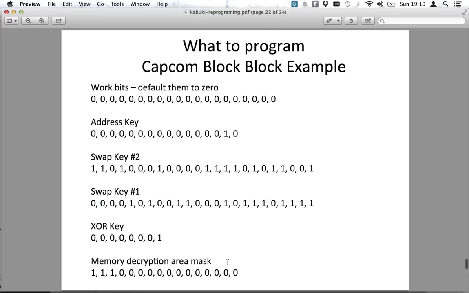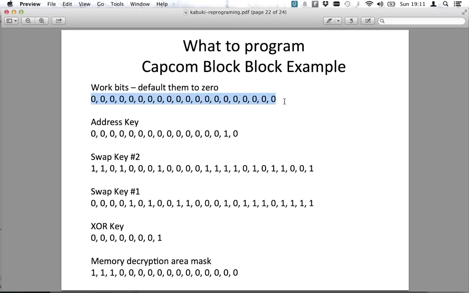This is how you need to write the different bits into the CPU. And let me quickly tell you what they mean. So the first 20 are basically to ignore. Zero, remember, I told you, work bits, working memory. So this is memory that's not used by the configuration. It's used by the ongoing decryption that happens internally.